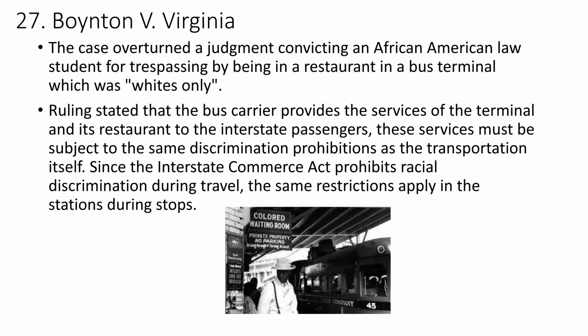Number 27, Boynton v. Virginia. The case overturned a judgment convicting an African-American law student for trespassing by being in a restaurant in a bus terminal, which was whites only. The ruling stated that the bus carrier provides the services of the terminal and its restaurant to the interstate passengers. These services must be subject to the same discrimination prohibitions as the transportation itself. Since the Interstate Commerce Act prohibits racial discrimination during travel, the same restrictions apply in these stations during stops.